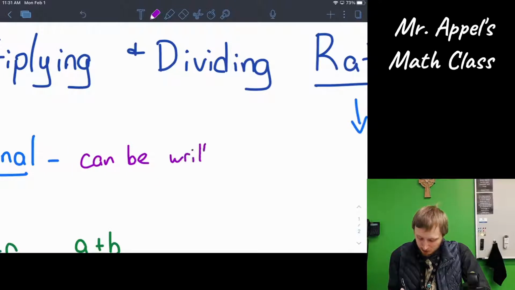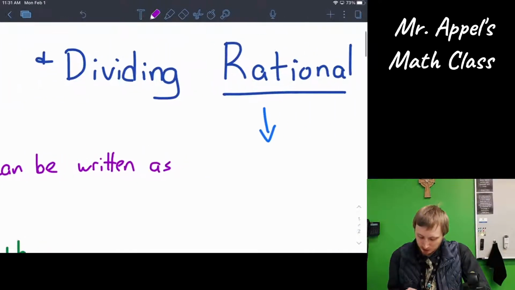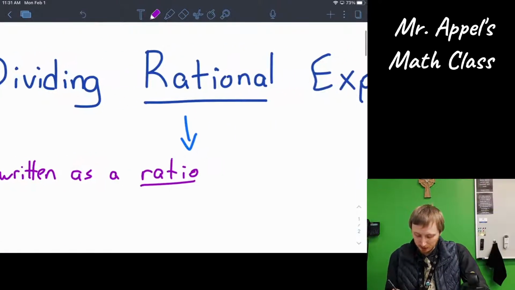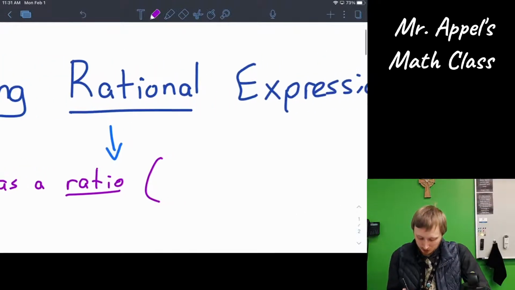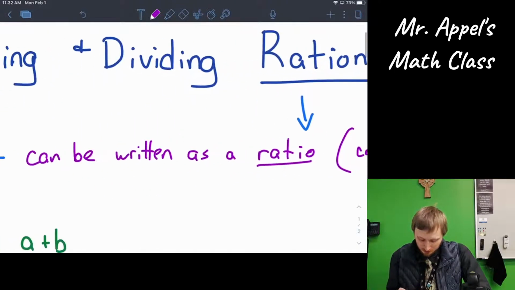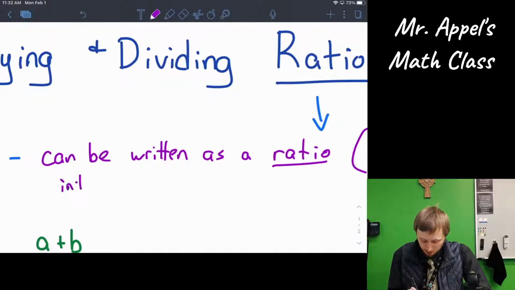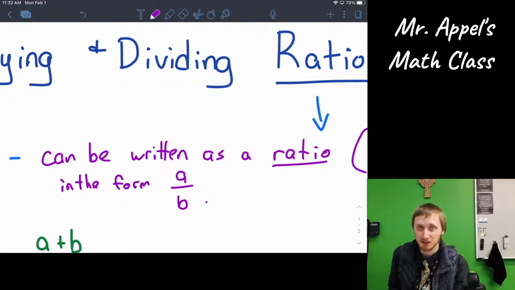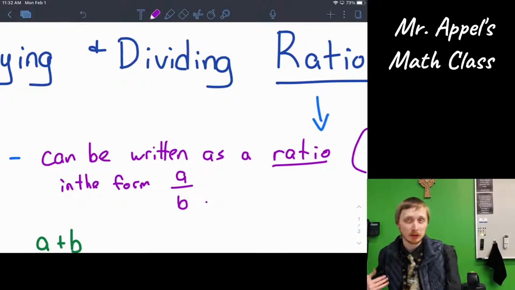A rational number can be written as a ratio, which, of course, you remember compares two quantities, one on top of the other, in the form a over b. If you can't do that, you can't write the number as a fraction. It's an irrational number, like the square root of 2.